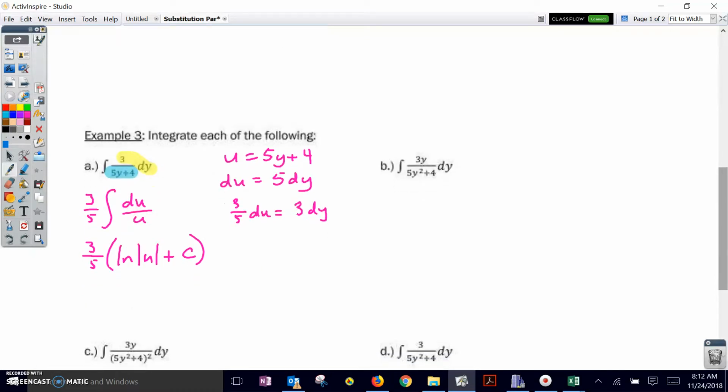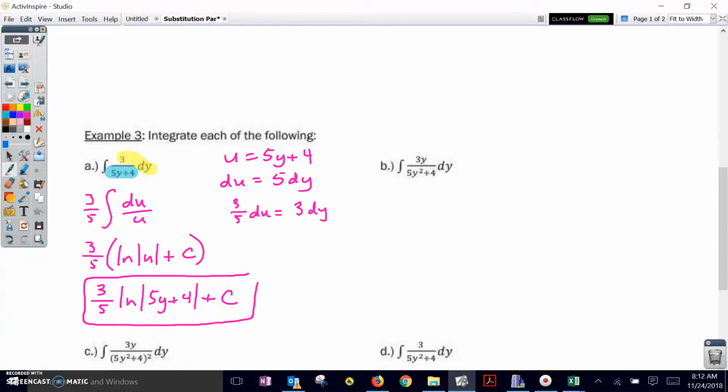And then I need to bring u back. And so I've got 3/5 natural log of the absolute value of 5y plus 4 plus c. And there's my integral for part A. Not too terrible.